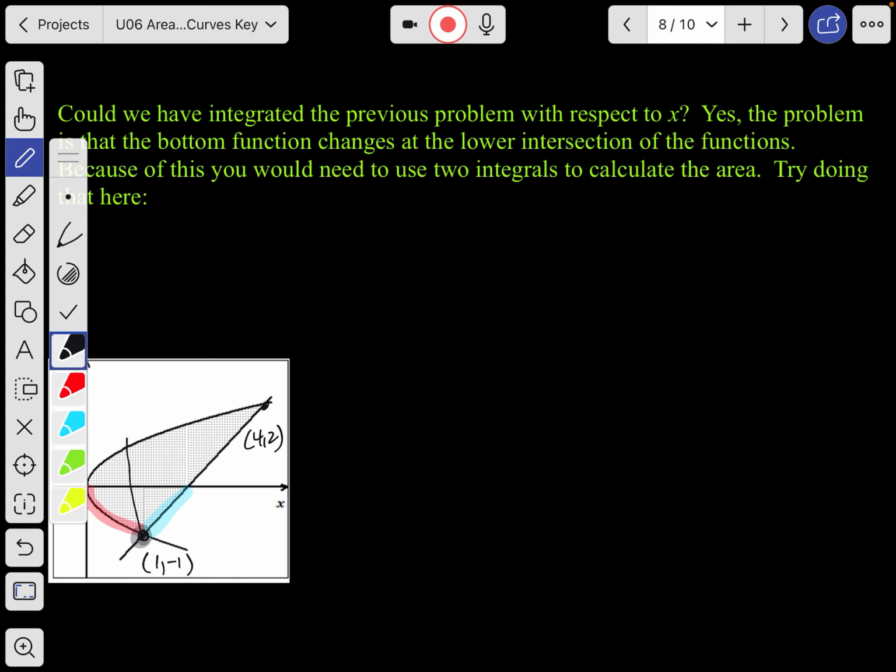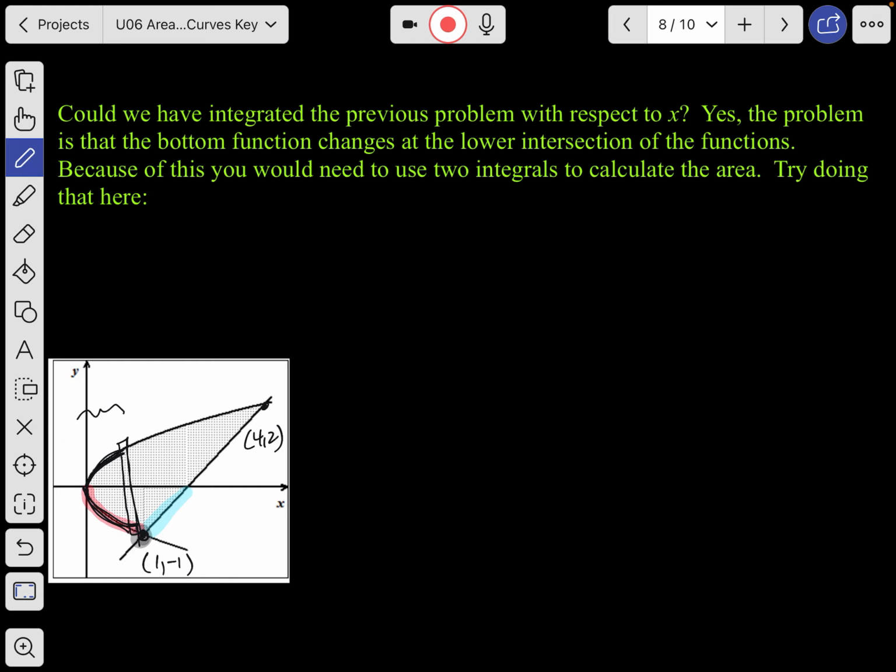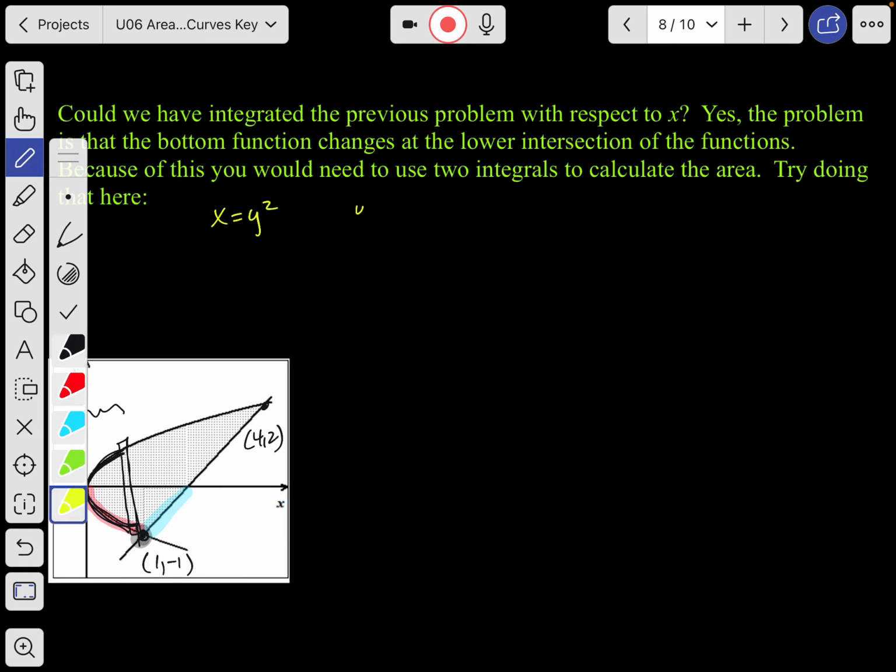Okay, so if I'm going to do vertical rectangles, we can see that over here I've got this positive square root on top of the negative square root. So let me go ahead and write down our two functions. If we recall, we have x is equal to y squared, and x is equal to y plus 2. So this time let's solve for y.